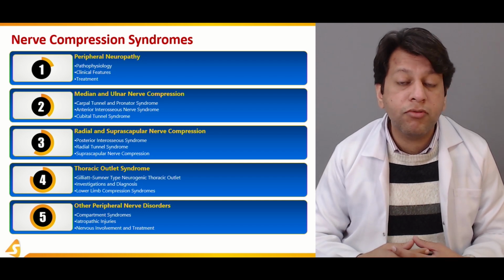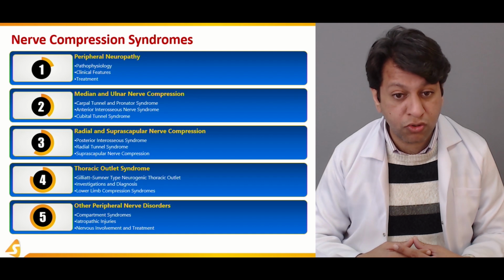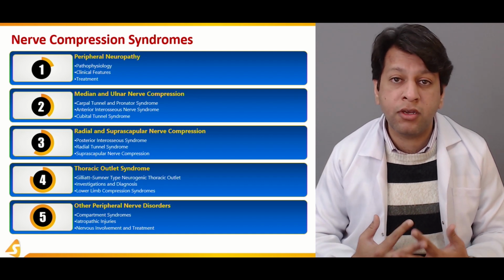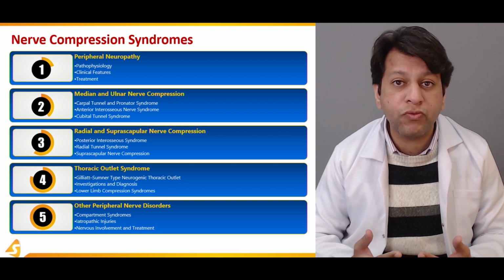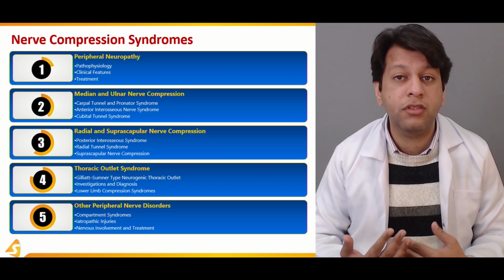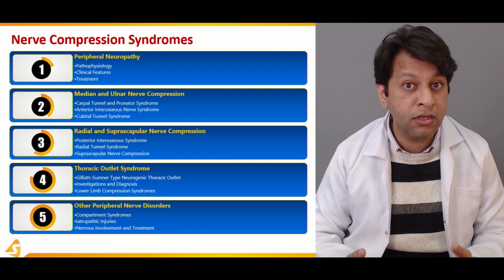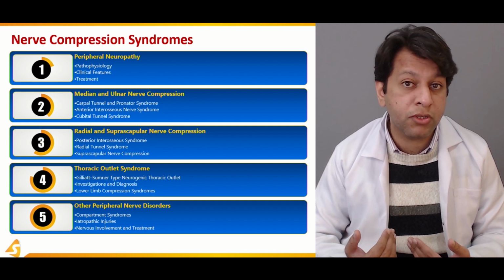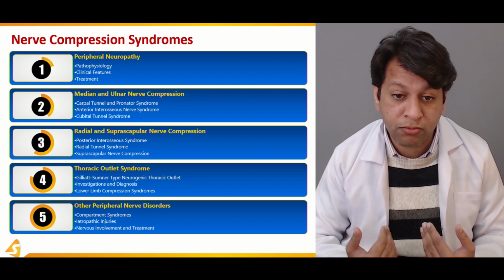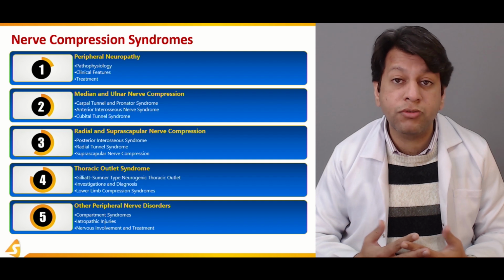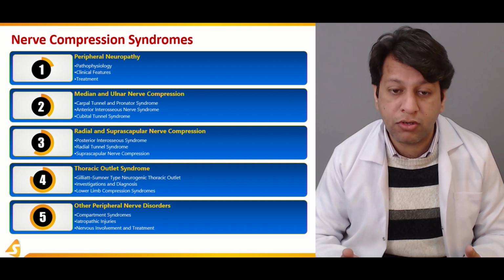In the fourth section, we will be going through the thoracic outlet syndrome, which is again a very rare syndrome, but it's one of the very common causes of the double crush syndrome. That is, even if the nerve which is getting compressed lower down at the carpal tunnel and the cubital tunnel is released, we can still have the pathology due to thoracic outlet syndrome. And we will be going through its investigation, its diagnosis, and how to manage the thoracic outlet syndrome.